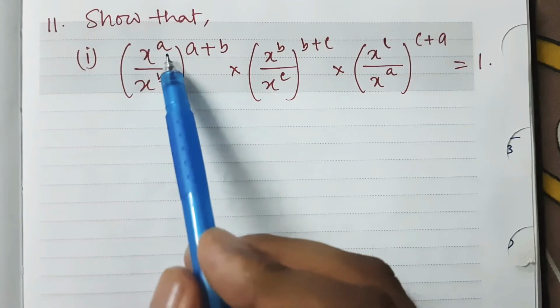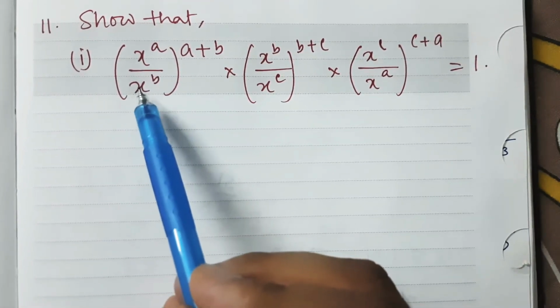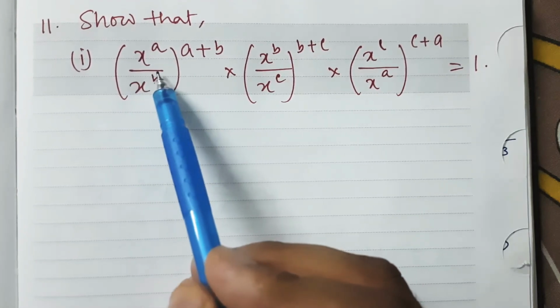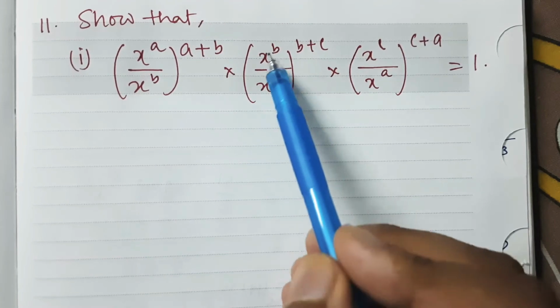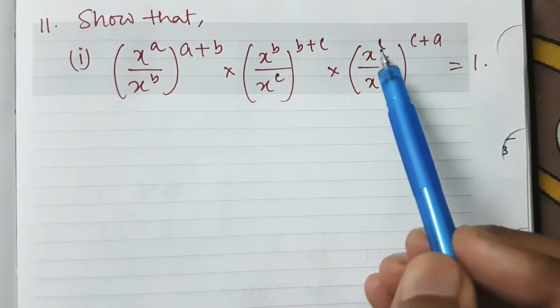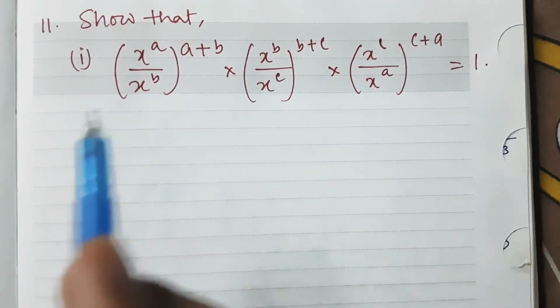Okay. Now here you see this term in the bracket. Here you can apply formula number 5. Okay. Because base are same, division is there and powers are different. Okay. Similarly, this term in the bracket also you can apply formula number 5. Similarly, here also you can apply the same formula. So you first apply that.